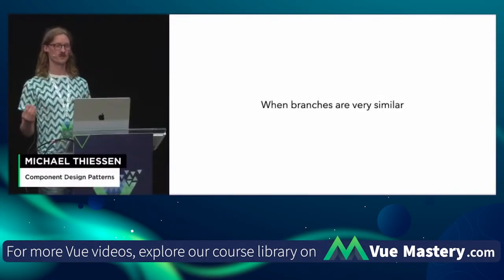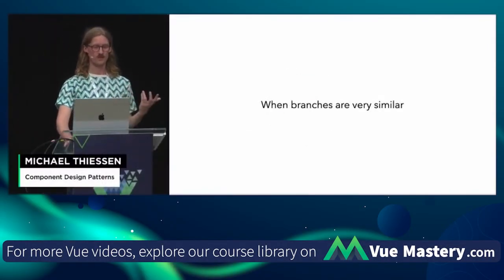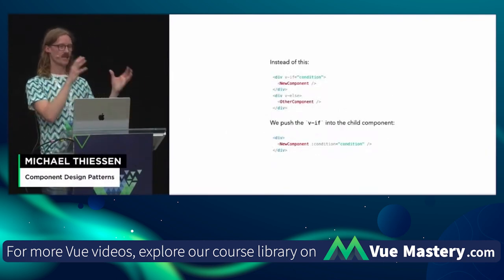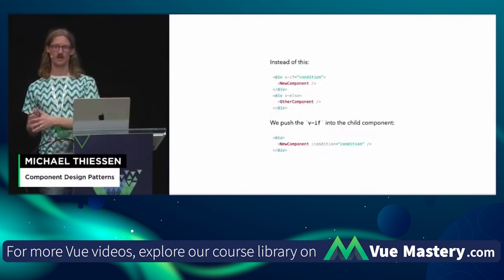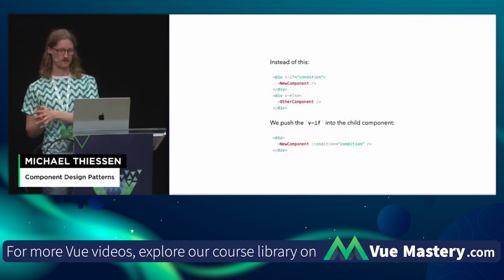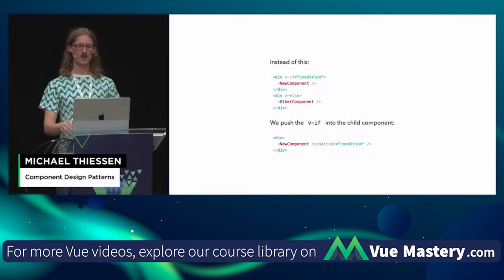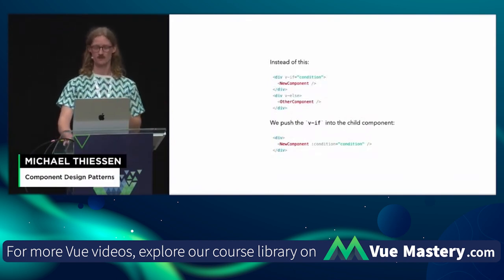So what do we do when the branches are, even though they're distinct, quite similar? Well, something that we can do with this v-if here is that we can take that v-if and actually push it down into the child component. So we're taking the complexity from this parent component and putting it into the child component.